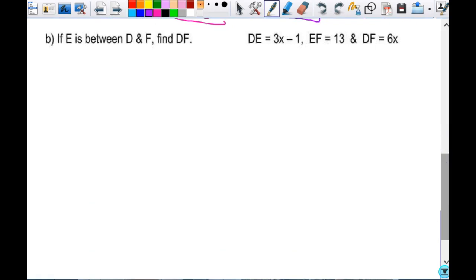All right, let's look at this one. We're going to go ahead and do this one together too, so that we can make it through the rest. E is between D and F. So here's D and F, and then here's E. All right, so then I'm going to label. I've got DE is 3x minus 1. EF is 13, and the length of DF is 6x.